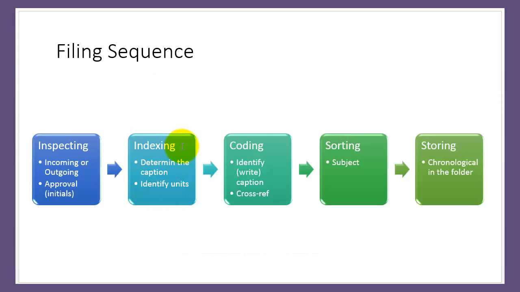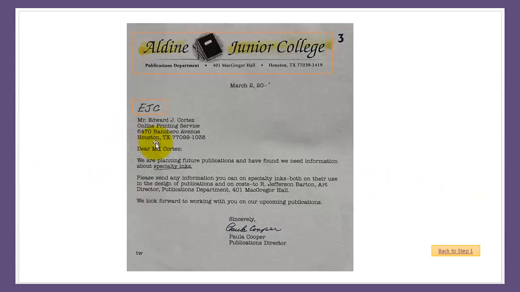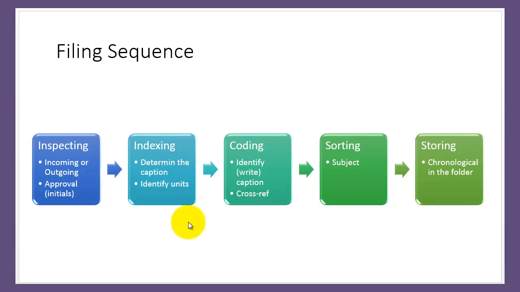Once you do that, you will do the indexing, just like how you have done with personal and company names and so on. So you determine what the caption will be and identify the units. So in this example, this is an organization, so we'll just index it as Aldine Junior College. And the way you do that is you can just highlight it or underline it and so on. We'll talk about more detail in a minute.